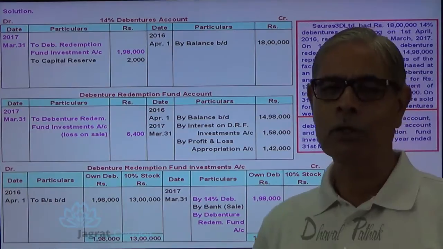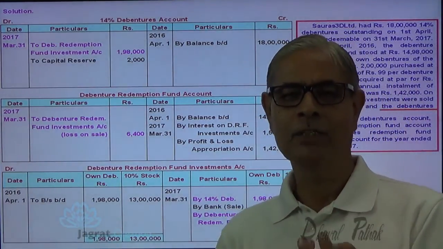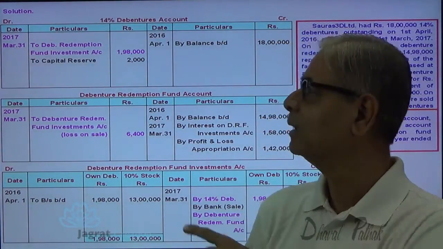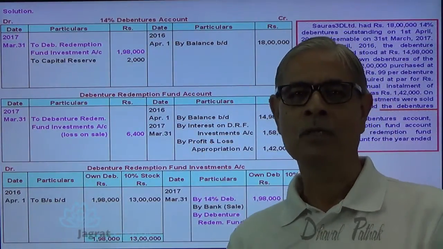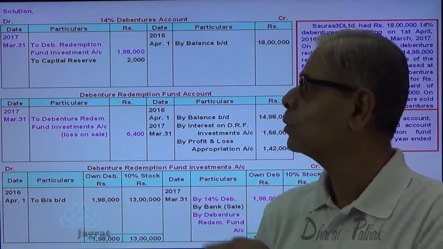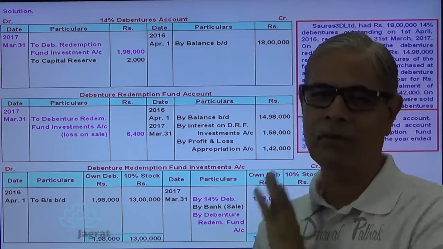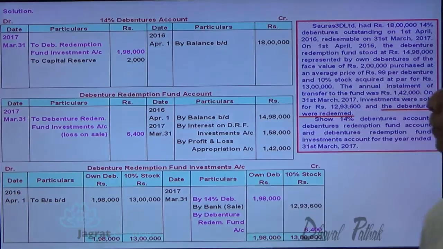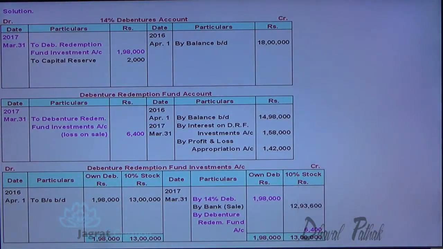Now if any student or teacher is of the opinion that this is also a gain on sale of debenture redemption fund investment, so this should be transferred to debenture redemption fund account, I don't dispute that. Now, remaining debentures are to be paid.